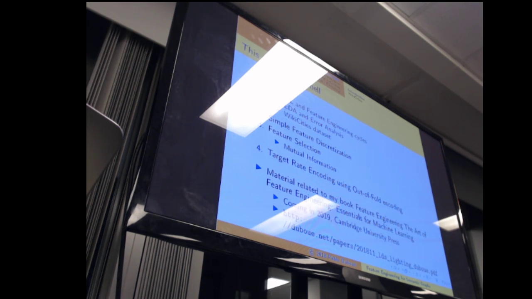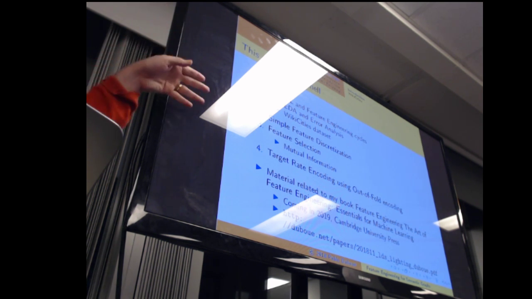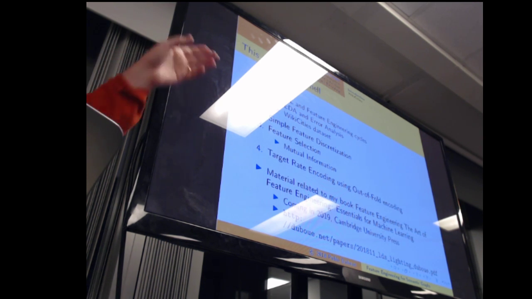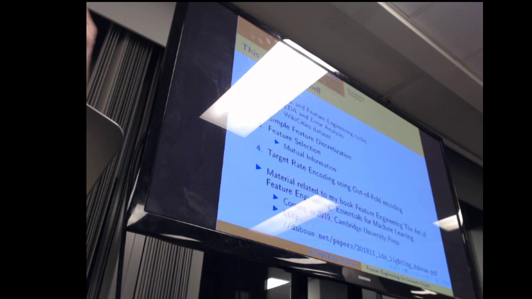It's 4 parts. We're going to talk a little bit about concepts of machine learning and feature engineering, particularly the cycles, a little bit about exploratory data analysis and error analysis, and introduce the Wikicities dataset. Then over that dataset, I'm going to talk about 3 different feature engineering techniques: simple feature discretization, feature selection using mutual information, and target rate encoding using out-of-fold.